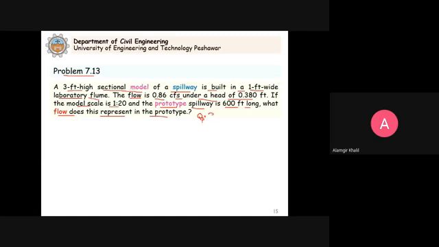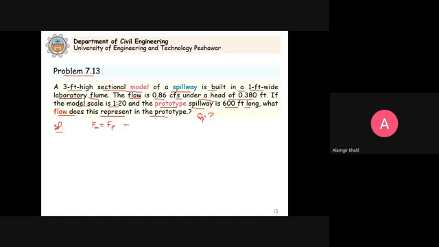This is what we have to calculate. Now we already know that for the flow on the spillway, the gravity forces and inertia forces are significant. So that's why we have to consider the Froude number criteria. In that case, to solve this problem, we say that the Froude number in the model must be the same as the Froude number in the prototype.